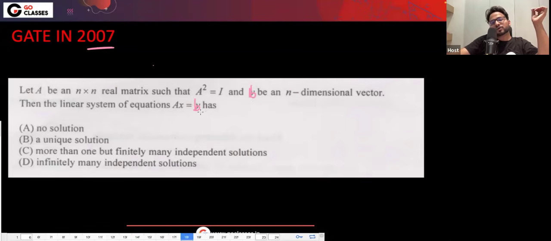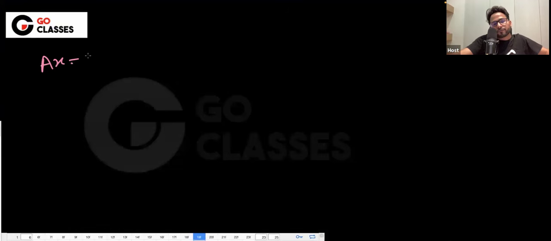So they are asking about Ax equal to b: whether it has some solution, no solution, unique solution, or something like this. But they have given that A square is I. In linear algebra questions, it will come with practice, but sometimes you have to use some kind of jugaad, because the approach might not come directly. For example, A square equal to I is given, where I means the identity matrix.